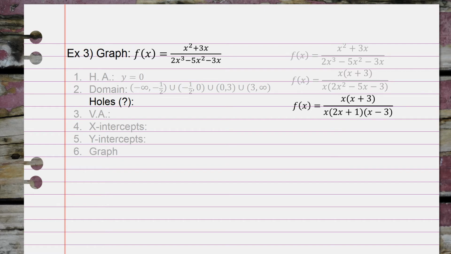Now also in the factored form, we can identify if we have any holes. Now holes are found by common factors. Do you see any common factors? Yes, we have an x appearing in the top and in the bottom, so we do indeed have a hole. Now to identify the hole, we take whatever the common factor is and set it equal to 0. In this case, our common factor is x. We set it equal to 0, which means x equals 0. Now we cannot find the y value yet until we have the reduced form. So let's continue on.